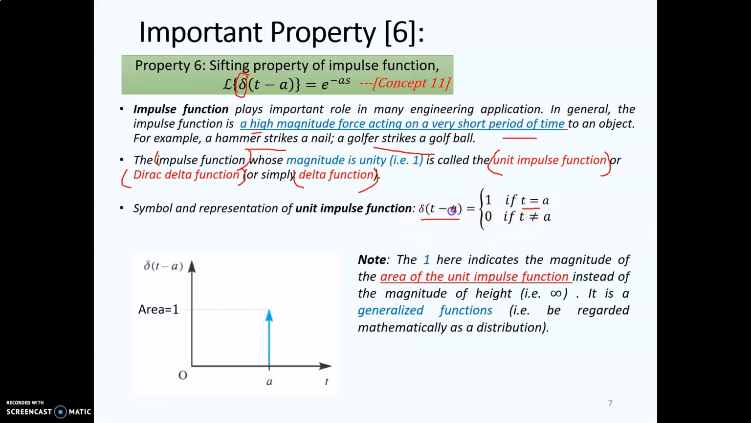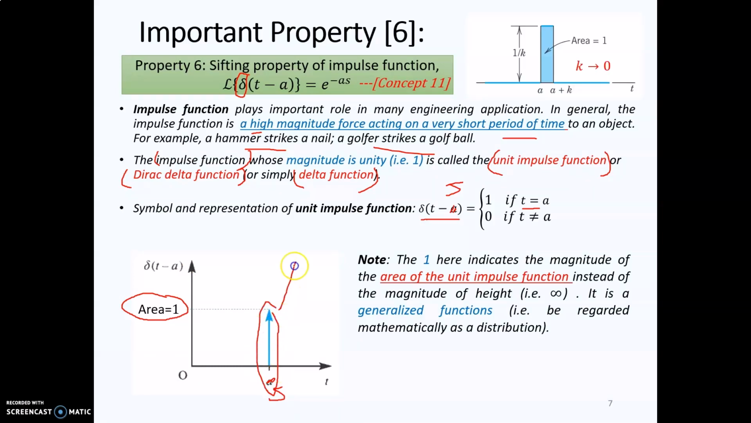For example, if a is equal to 5, then at t equal to 5 here, you will have one unique impulse like this, where the magnitude is equal to 1. So the magnitude here indicates the area instead of the height. If you zoom in on this curve, you will obtain this graph, where you can see that at t equal to a, let's say at t equal to 5 here, so a is replaced with 5.